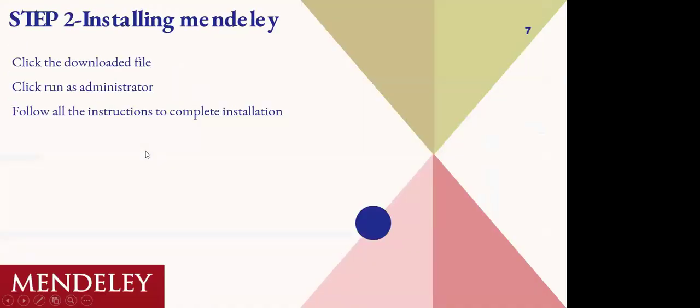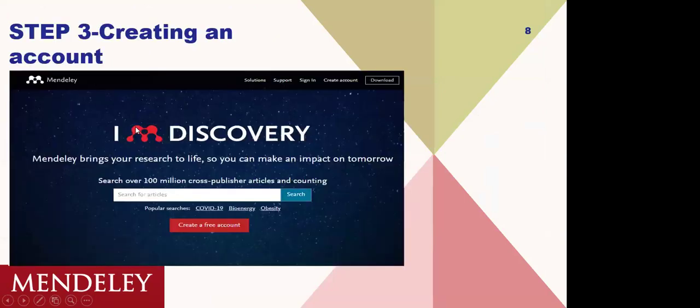The next step will be installing. The file that has already downloaded, you can just right click and run as administrator, or depending on the device you're using, you can just click install. Follow all the instructions up to the end, and you'll have installed your Mendeley. Before you complete there, you go to the next step where you create an account.